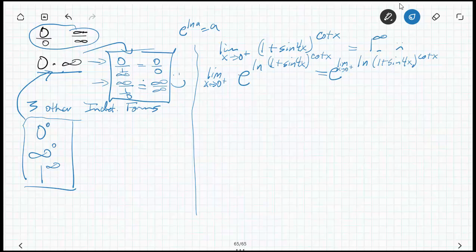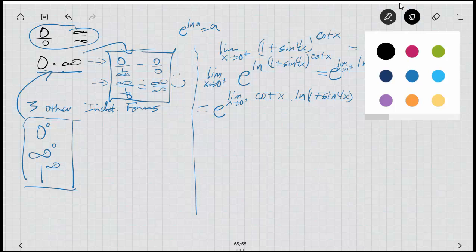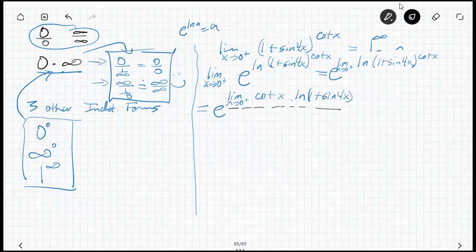Now, this e is just going to be along for the ride for the entire problem. We almost get to dismiss it, but we can't because it's always there. Okay? Now watch what happens. This becomes e to the limit as x approaches 0 from the positive side of cotangent of x times the natural log of 1 plus sine of 4x. Whoops, I put my parenthesis in the wrong spot, didn't I? Of 1 plus sine 4x. Now, this is where all the action's taking place, right up here. All right, remember, e is just along for the ride.